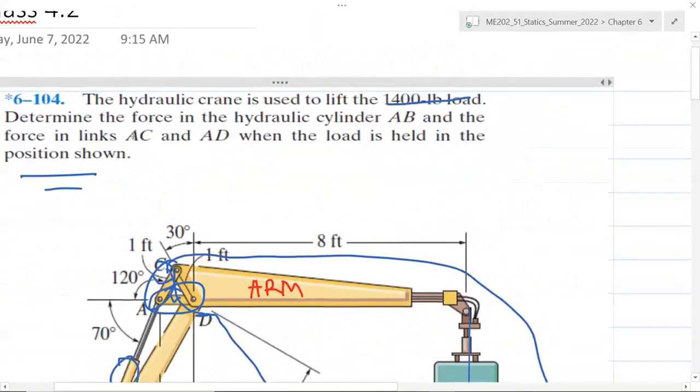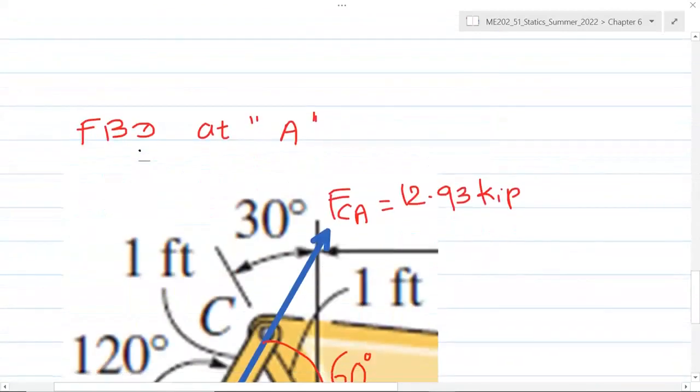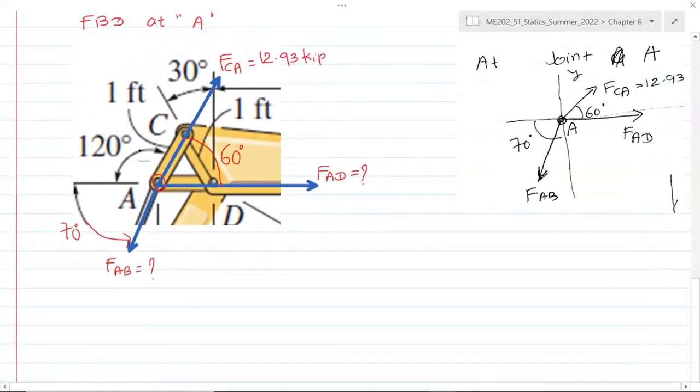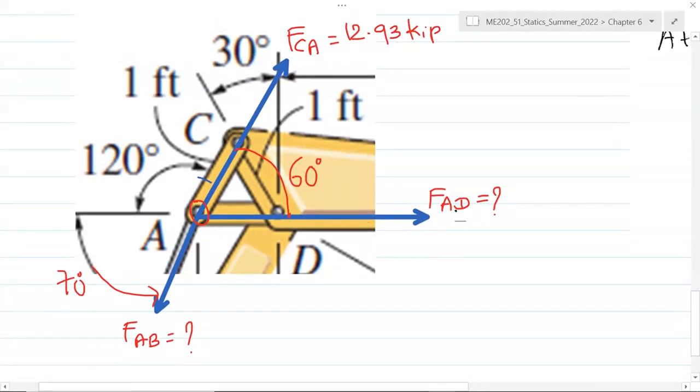Now let's go back here and look at the problem. Now we will draw the free body diagram for joint A and solve for the unknown forces in member AC, member AD, and member AB. So here is the free body diagram for joint A. Link AC has the force FCA, which is in tension. That force was pulling at joint C, so it's also pulling at joint A. So relative to joint A, the force in link AC or CA is 12.93 kilopound. Force along member AD is unknown, and force along cylinder AB is also unknown.